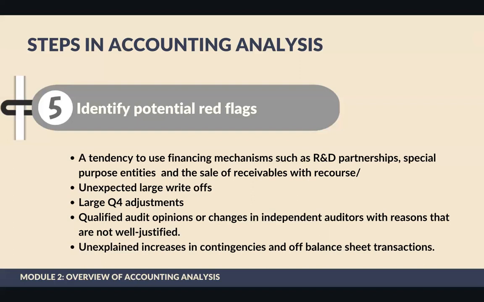Next is the unexpected increases in contingencies and off-balance sheet transactions. These contingencies should be disclosed in the financial statements, and should explain why they exist. But if there are unexplainable contingencies and transactions that are not reflected in the balance sheet, then it's a big question mark.